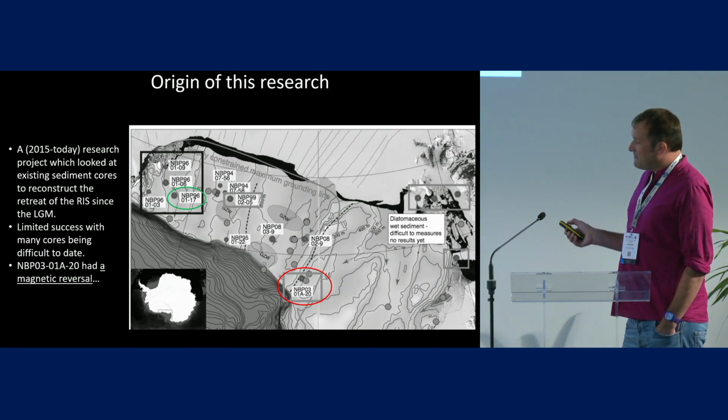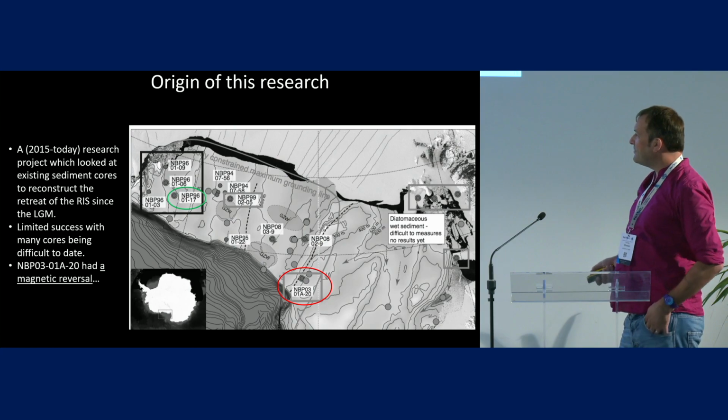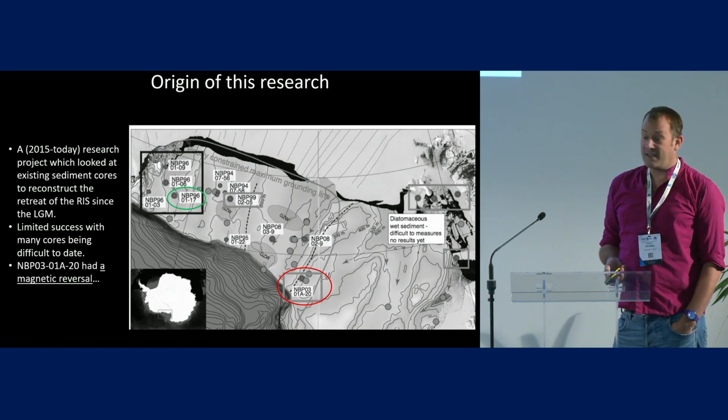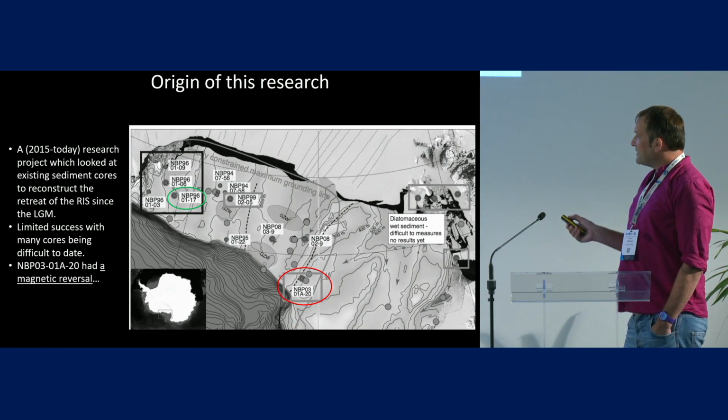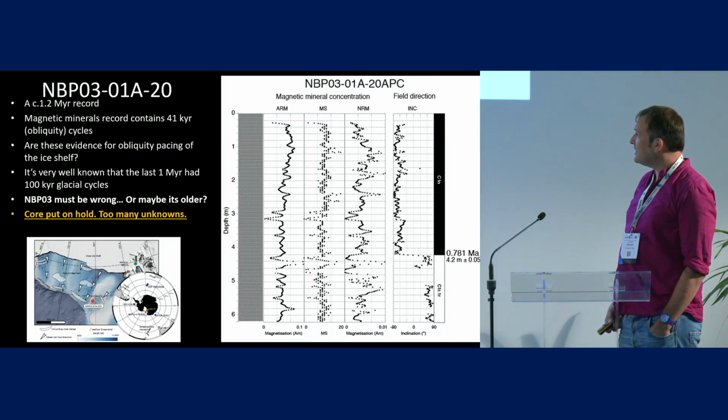This core here had a magnetic reversal in it. Now, for those that are uninitiated in what a magnetic reversal is, the field flips. And the last time that happened was 780 or so thousand years ago. So that's definitely not a last glacial maximum story as well. So what happened? What does that look like?